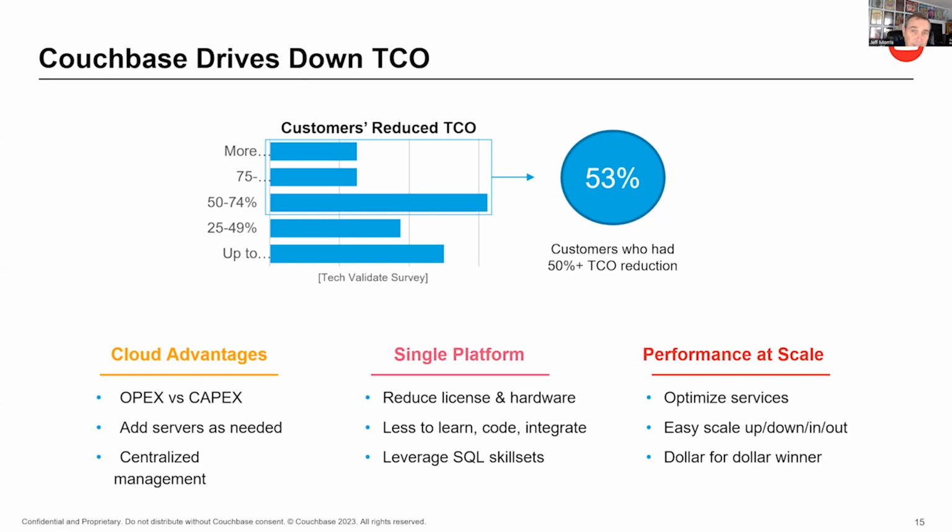So I want to plant a seed in your head: when I surveyed my customers, more than half of them, 53%, said that they have reduced their overall TCO when they switched to Couchbase. That TCO reduction happens if you convert to the cloud, you convert your CapEx into operating expenses. You can scale independently as you need. You have centralized management if you're using something like Capella.